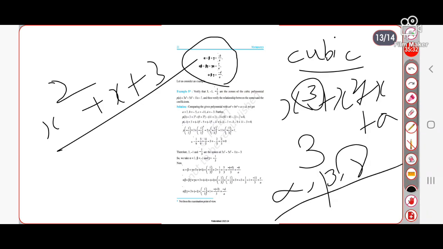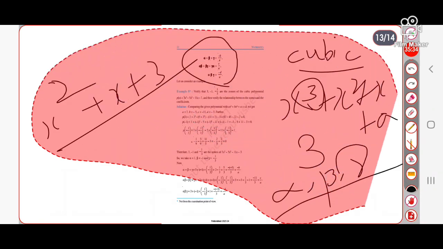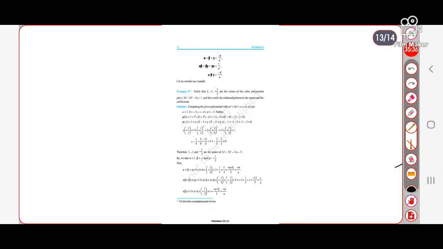Again, the sum of zeros, alpha plus beta plus gamma, is equal to the same, minus b by a.